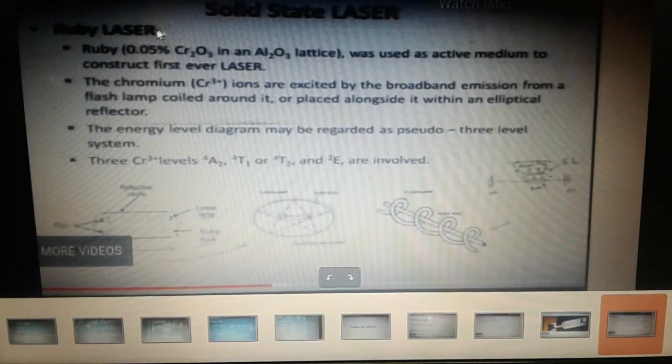So this is the overall construction of the ruby laser. It's a 3-level laser, and here you can see its energy level diagram. Here we have levels E1, E2 and E3. E3 is a broad band. You can see here that there is a lower level and an upper level, but both come under the category of the third level.